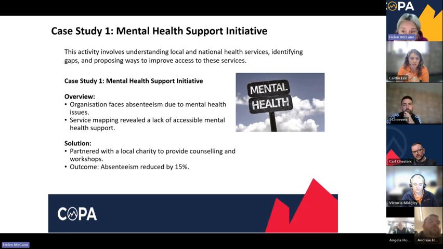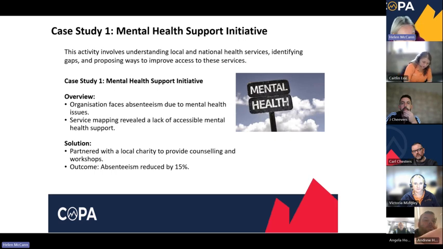So what we're going to do now, I did send out an email with some case studies on. I'll probably put you in a breakout room, and we're just going to have a little look at the case studies and then have a little discussion. So basically, you're going to discuss how you would implement a similar mental health support initiative in your own organisation, and you're going to focus on service mapping, feedback collection, and how you'd promote an initiative to ensure your staff are aware of what available services are out there. So I don't know if you've got access to that worksheet. I can pop a copy in the chat.